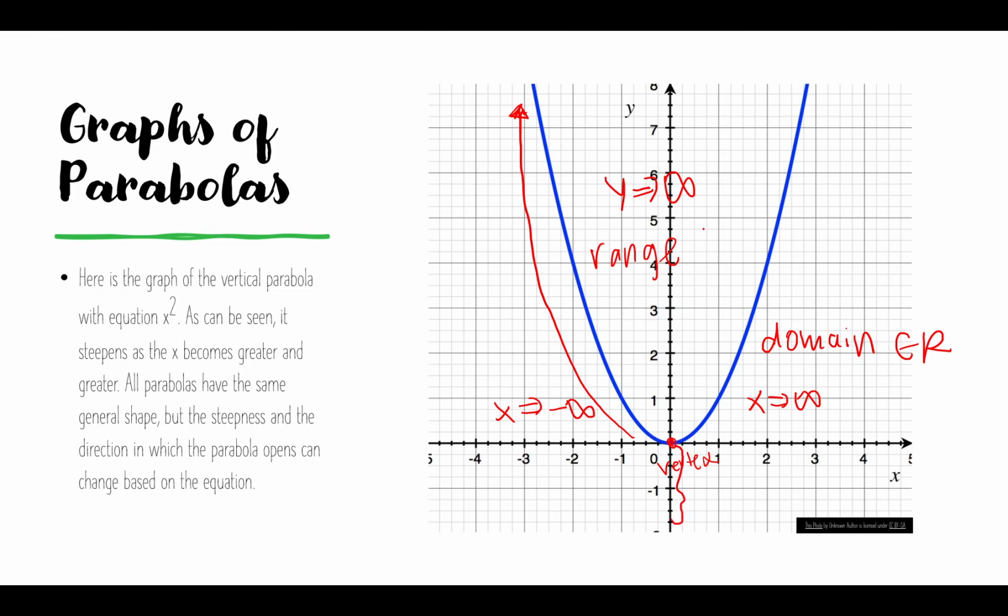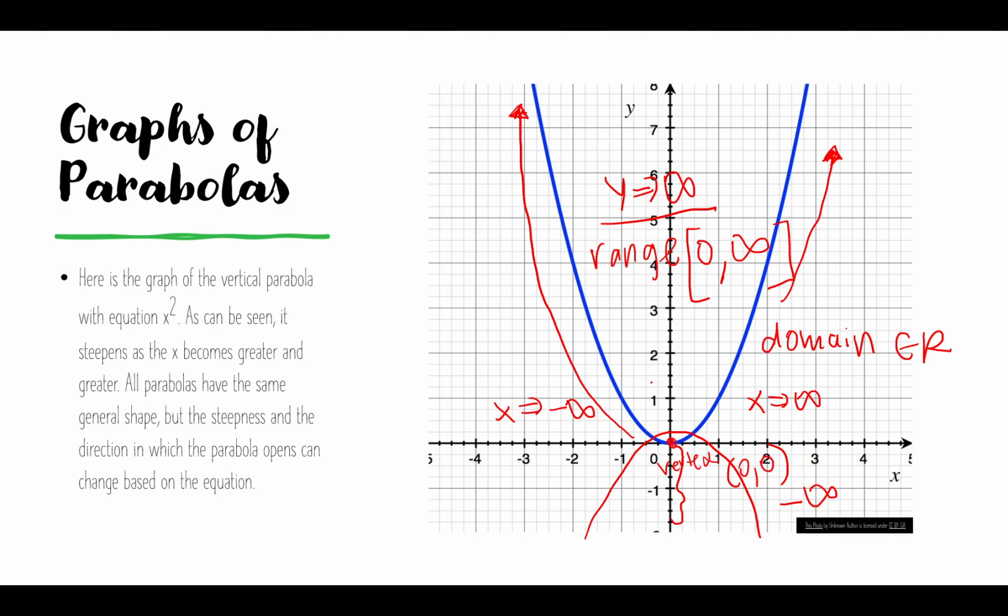So, the range of this function in interval notation will be the y coordinate of the vertex, which in this case is 0, and what the graph is approaching. If it's an upward parabola, then it will be approaching infinity, as we stated here. If it's a downward parabola, it will be approaching negative infinity.